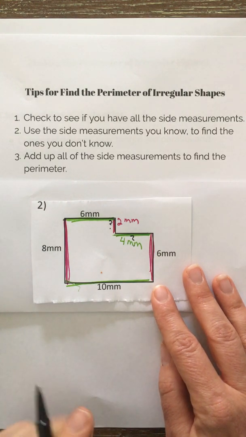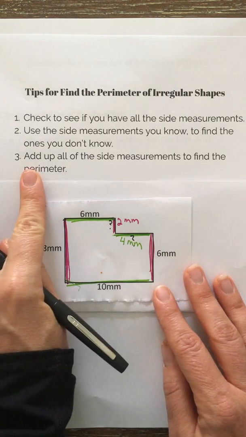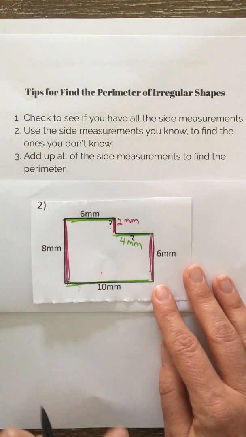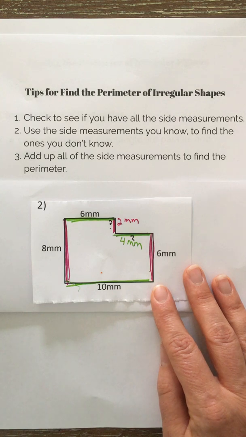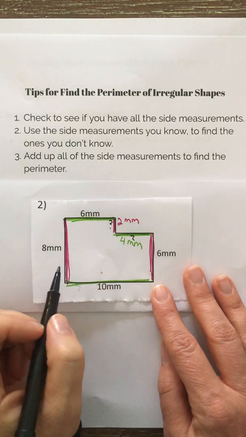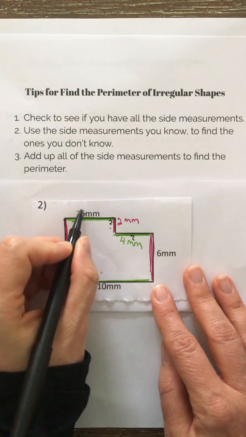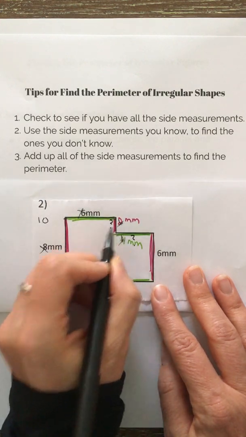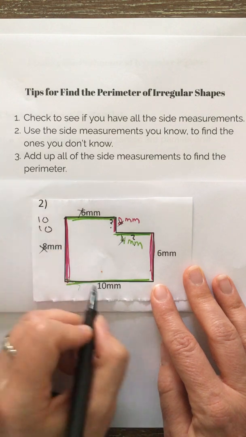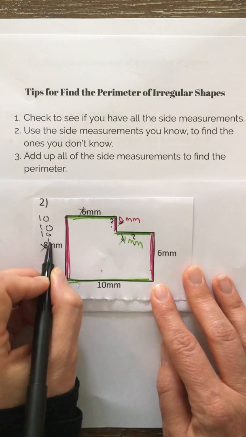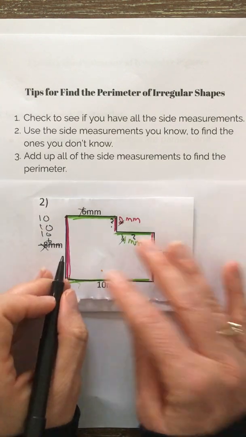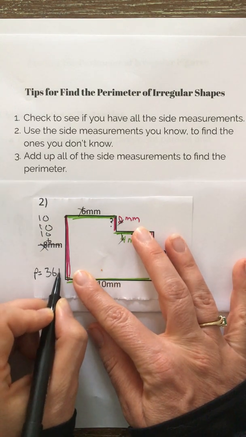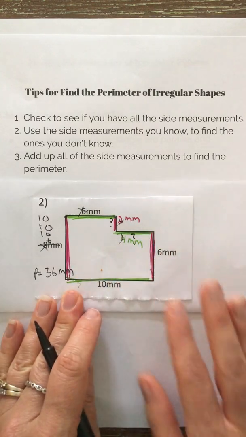I can go on to my last and final step, which is add up all the side measurements to find the perimeter. Okay, perimeter means the distance around the shape. So I'm going to add friendly numbers. 6 and 4 is 10. 8 and 2 is 10. And then I have another 10 and a 6. So I get a perimeter of 36 millimeters.